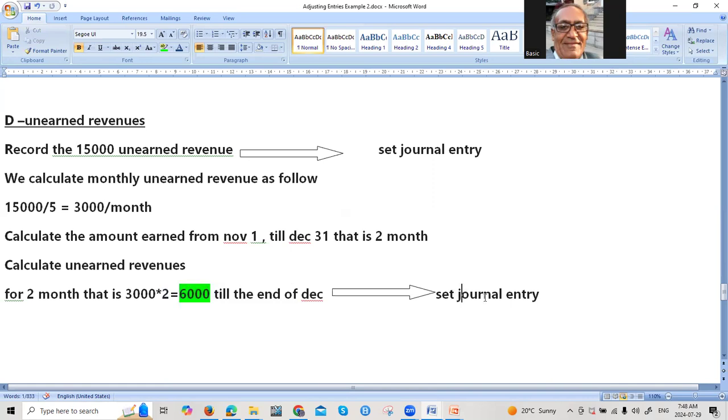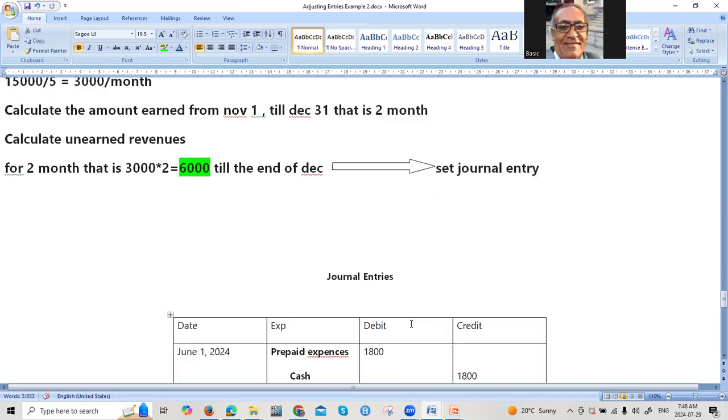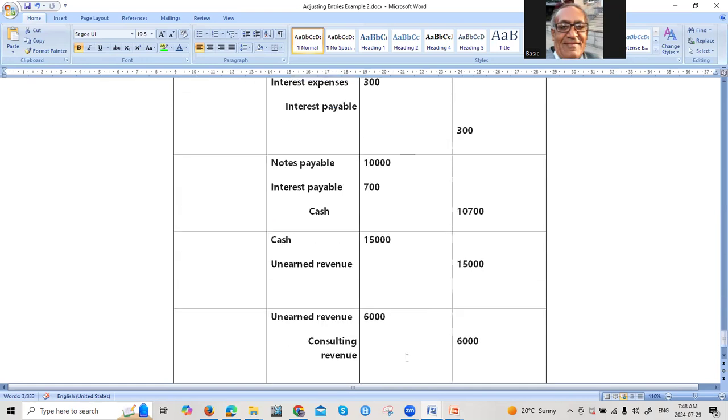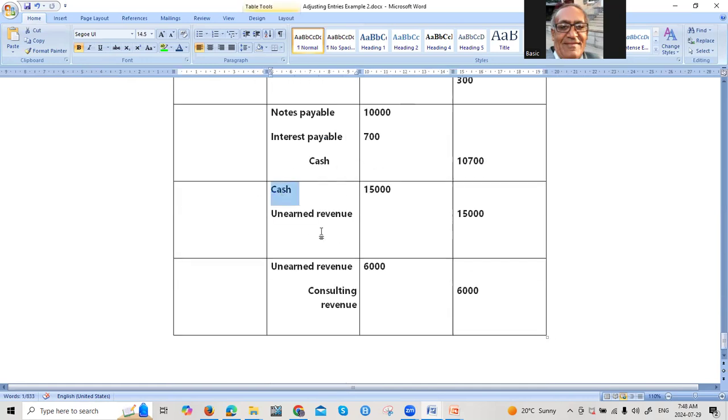I have to put it also in the journal entry. So I will put the overall amount, like I did with all the transactions. The overall amount here is from cash to unearned revenues. The reason I said cash to unearned revenues is because the cash increase was 15,000. They gave me the money, and it is unearned revenue because I didn't do anything yet with the money which I took. I took the money before I do the service. So this is the 15,000.